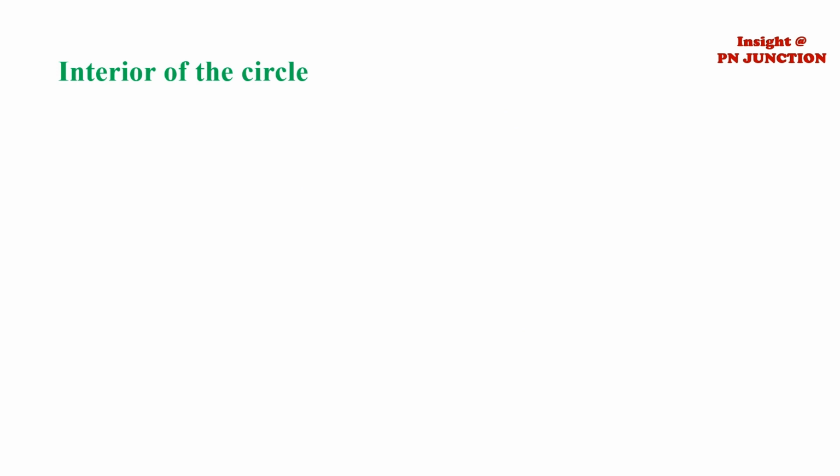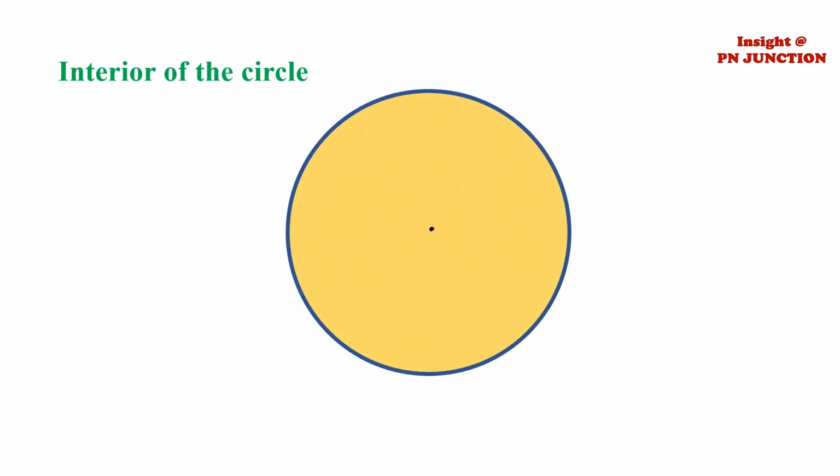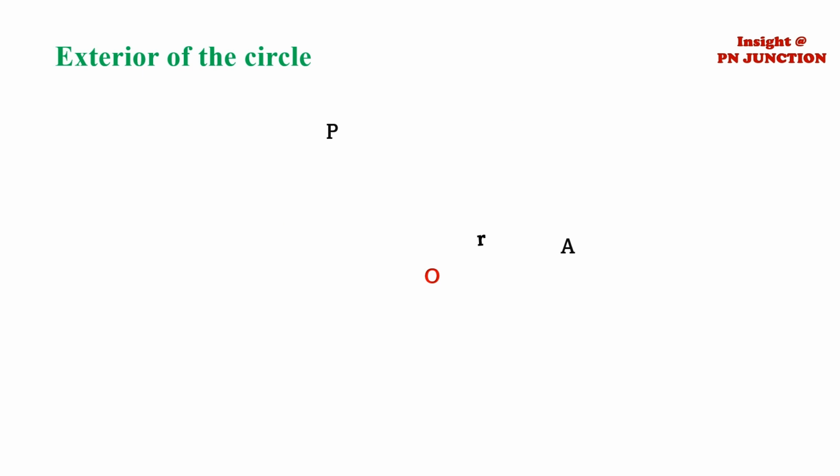Next is the interior and exterior of a circle. The interior of a circle is the region that lies inside the circle's circumference. The shaded region represents the interior of the circle. It is the set of all points whose distance from the center is less than the radius. Here, points P, M, and N lie inside the circle. It is clear that the center of the circle lies in its interior.